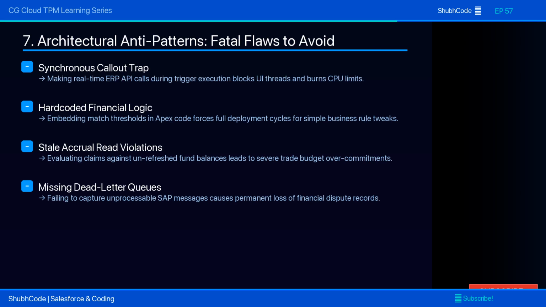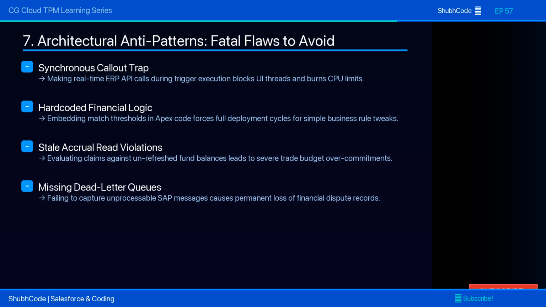Let's review the critical architectural anti-patterns you must avoid when designing this pipeline. Anti-pattern number 1, synchronous HTTP callouts inside trigger handlers. Never make direct REST API calls to SAP while processing inbound platform events or UI claim updates. You will hit governor limits and freeze user interfaces. Use asynchronous queueable Apex with transactional finalizers or MuleSoft event queues instead.